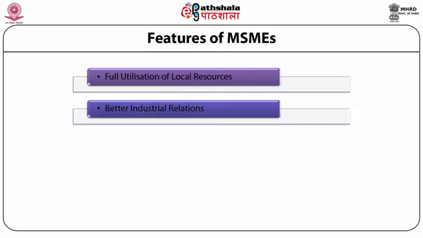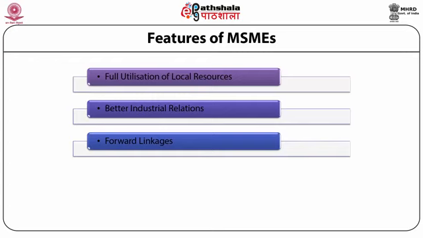Better industrial relations. Since units are small in size, the employer-employee are in close contact, often leading to better understanding of their interpersonal relations. This promotes industrial peace, which further reduces strikes, labor turnover, layoffs, etc. So good industrial relations are important for steady flow of output and efficiency in production.